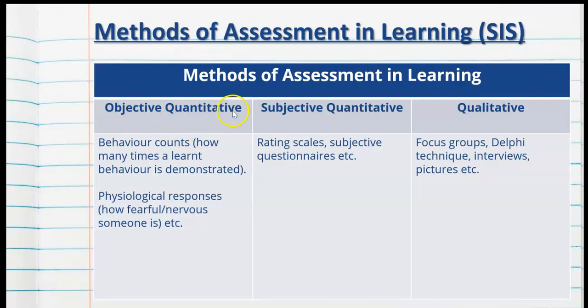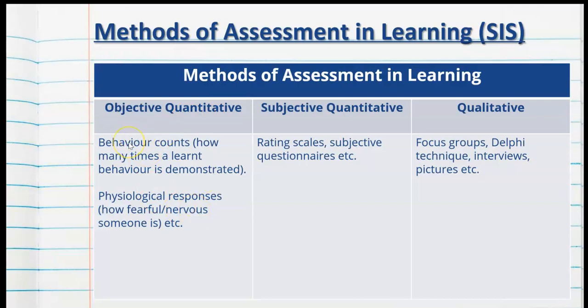So objective quantitative is any data in numbers, and obviously because it is objective, we cannot object to them, so they're able to be verified. So factual numbers, in other words. Examples of these include behavior counts and physiological responses.